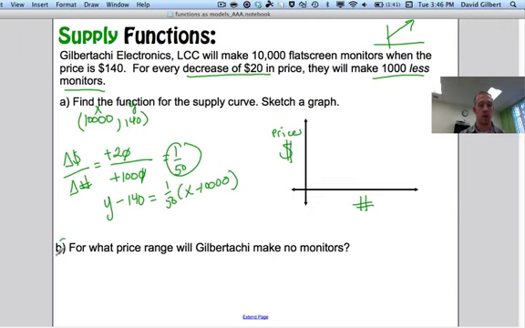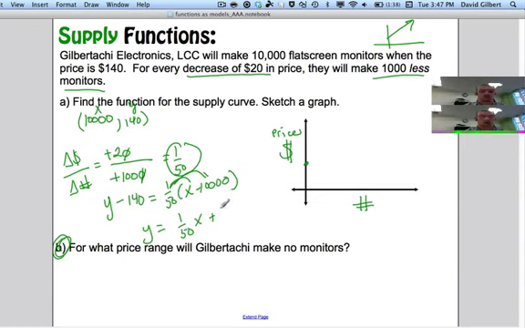For this, we want to find when they're going to make no monitors. So what I want to do is get this in y equals mx plus b form. I want to solve for when x is 0. So I distribute the 1/50th, and then I add the 140 over, and we end up with y equals 1/50th x plus 340.